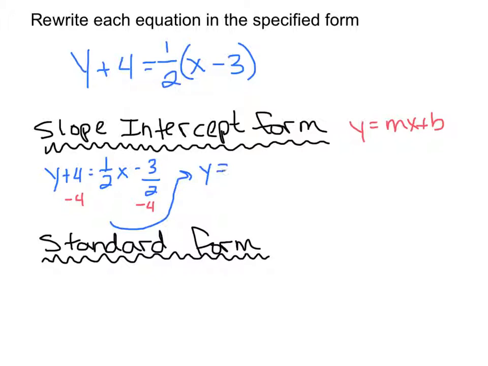So we have y equals 1/2 x minus 3/2 minus 4. Well, 3/2 and 4 don't have like denominators, so I'm going to rewrite 4 as 8/2. Basically the same thing. It is the same thing. So it's y equals 1/2 x minus 11/2. And there's our slope-intercept form. Our slope is 1/2, and our y-intercept is -11/2.